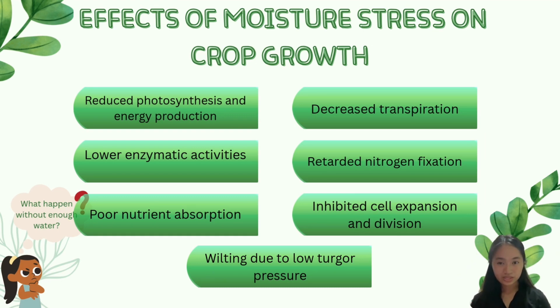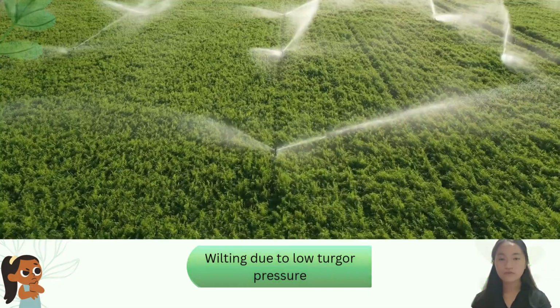In addition, plants under stress absorb fewer nutrients, which leads to deficiencies and weak growth. It also slows down cell expansion and division, causing the plant to grow smaller and slower. And finally, low sugar pressure makes plant cells weak, causing wilting.